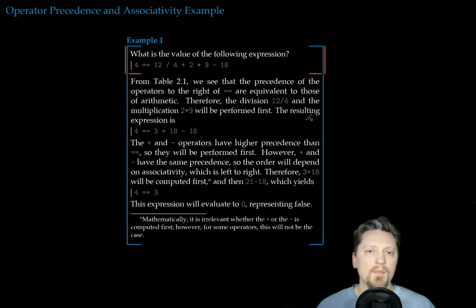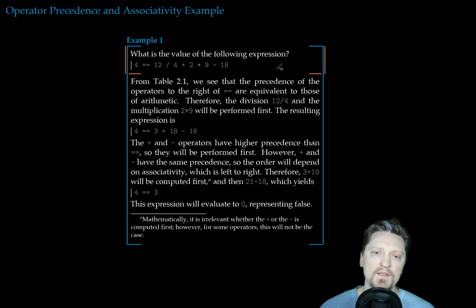Let's look at another example. What is the value of the following expression? From table 2.1, the table above, we see that the precedence of the operators to the right of the equals sign, so the comparison equals, are equivalent to those of arithmetic. So 12 divided by 4 plus 2 times 9 minus 18. Therefore, the division, 12 over 4, and the multiplication, 2 times 9, will be performed first. The resulting expression could be simplified to 4 equals 3 plus 18 minus 18.